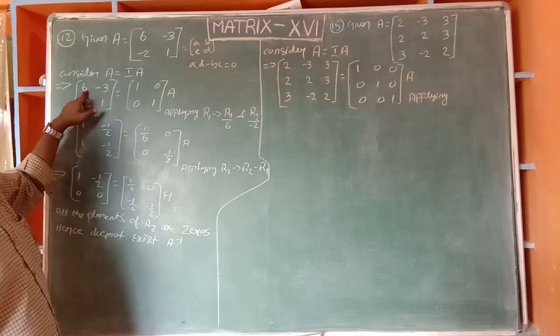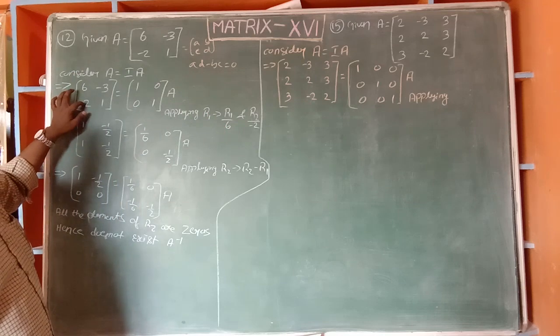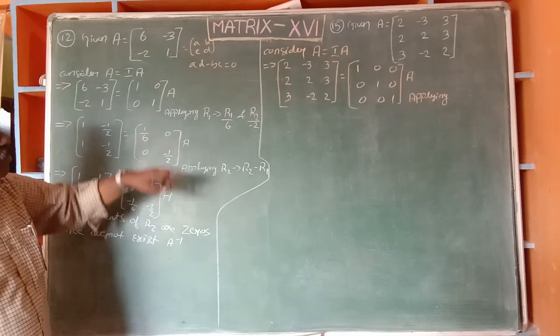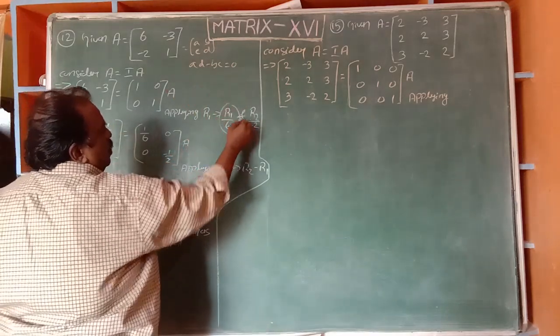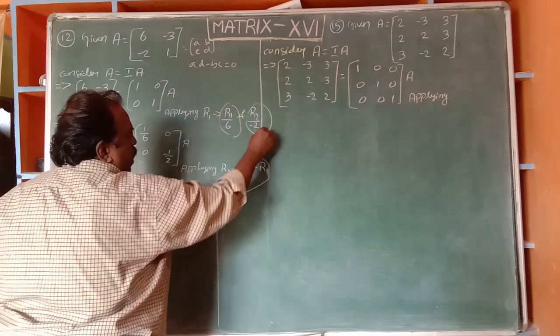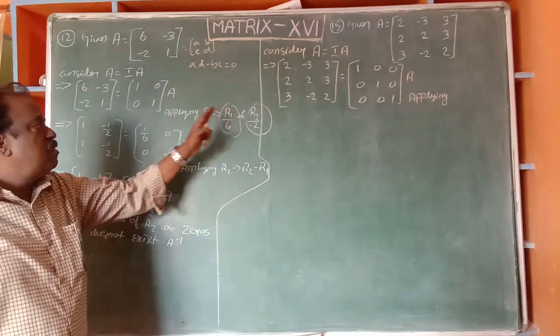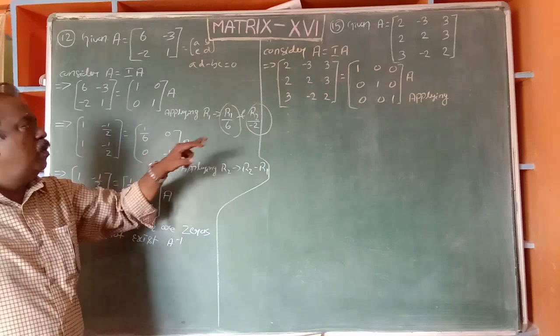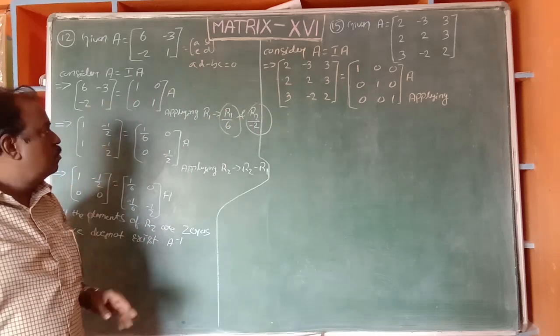R1 by 6. Here also you get 1. Okay now? Minus 2 by minus 2. That is why I am taking R1 by 6 and R2 by minus 2. That means we are multiplying each and every element of R1, the first row, with 1 by 6. Here, 1 by minus 2.